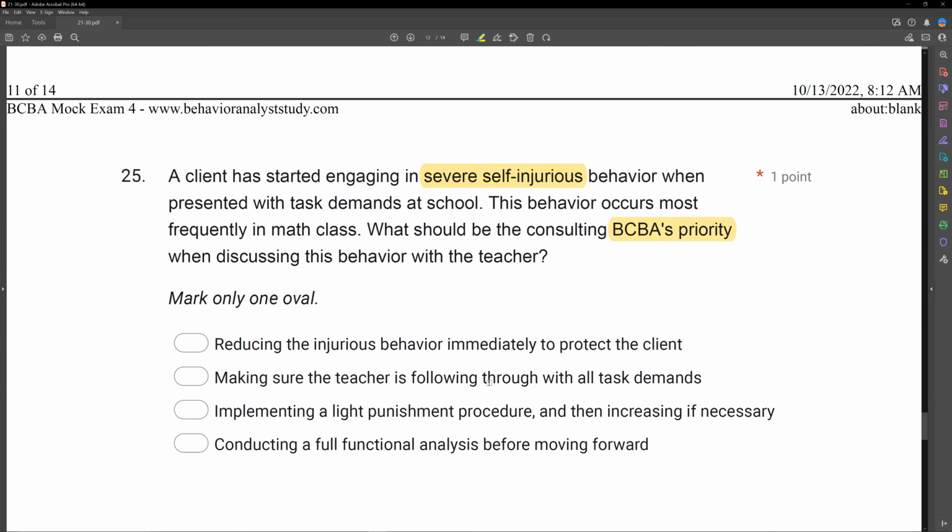B, making sure the teacher is following through with all task demands. No, because we're to the point now where it's gotten out of hand. Somebody's going to be in danger. We can't do harm. C, implementing a light punishment procedure and then increasing if necessary.